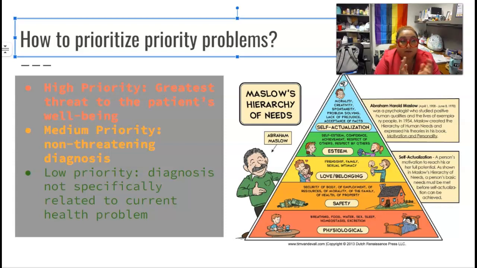And that's basically what we do at the end of coming up with these nursing diagnoses or priority problems. We have to figure out what is more important. We call that prioritization. So with that being said, you guys have made it to the end of this lecture.